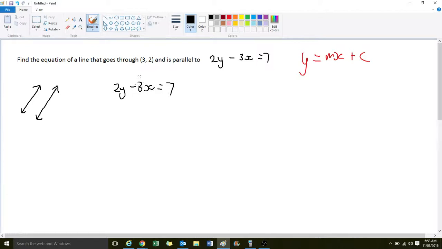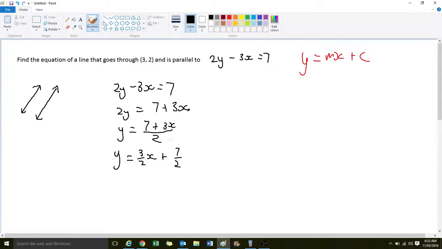So let's start by adding 3x to both sides. Okay, so we get 2y = 7 + 3x. All right, and then divide both sides by 2. So y = (7 + 3x)/2. And I'm just going to rearrange this here so it's set out nice and neatly for us. y = (3/2)x + 7/2.